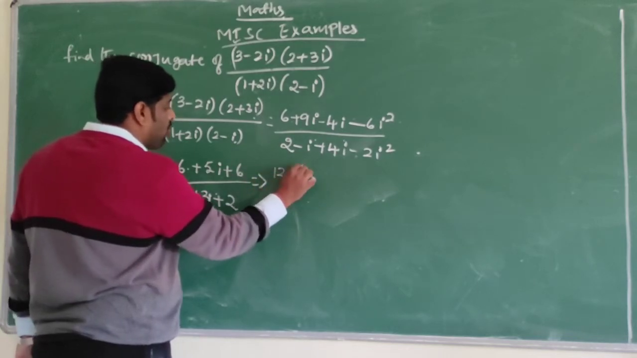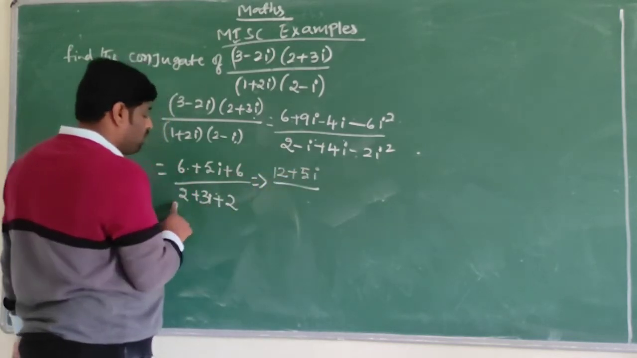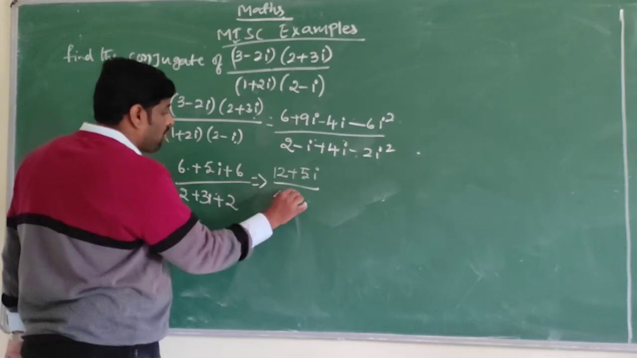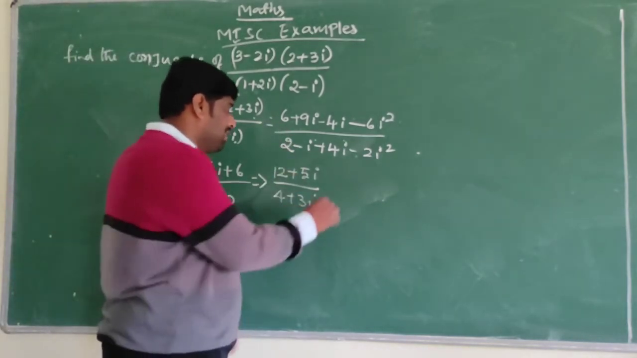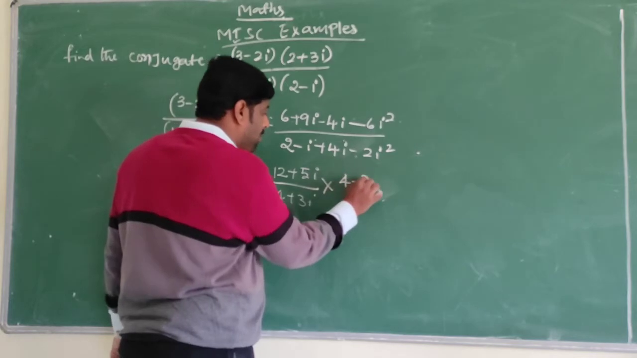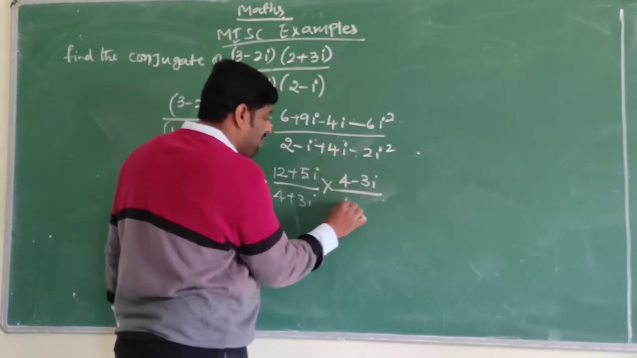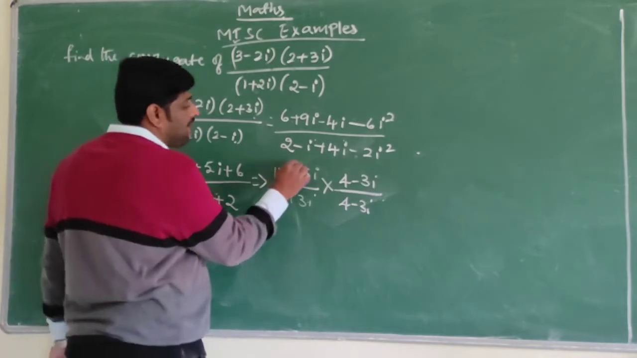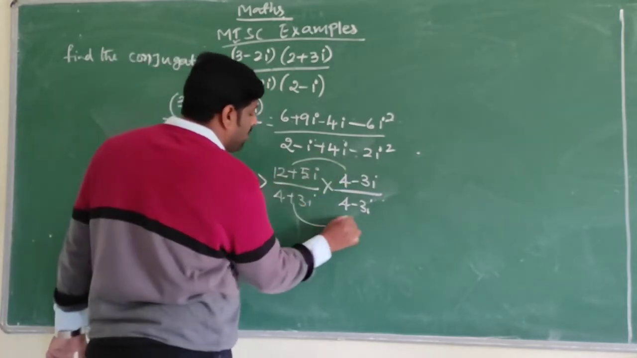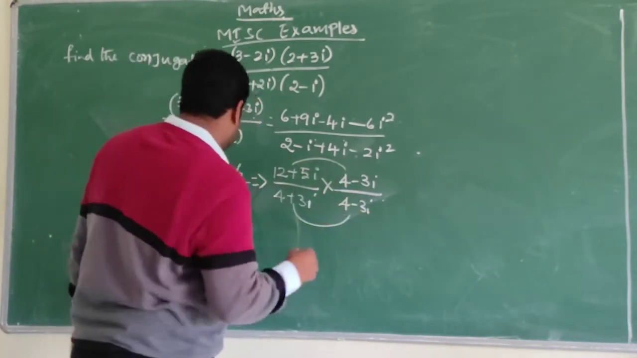So 6 plus 6 is 12 plus 5i, divided by 2 plus 2 is 4 plus 3i. For this one, rationalizing, that is multiply by 4 minus 3i divided by 4 minus 3i. And again we should multiply numerator to numerator, denominator to denominator.